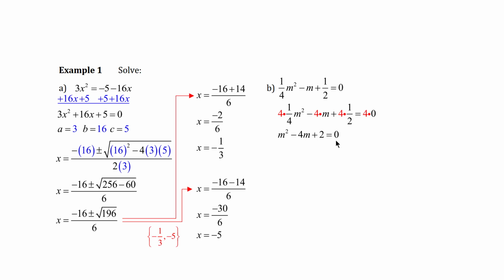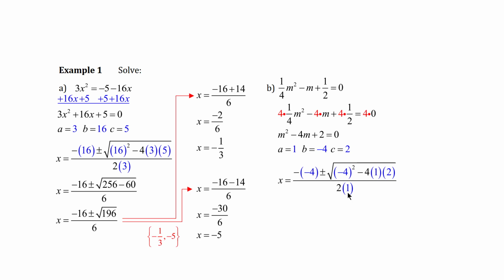Next, we find the values for a, b, and c. A will be the coefficient in front of m squared, which is 1. B is the coefficient in front of m, which is negative 4. And c is the constant, which is 2. Next, we substitute our values for a, b, and c into the quadratic formula. We get x equals minus negative 4, plus or minus the square root of negative 4 squared minus 4 times 1 times 2, all over 2 times 1.